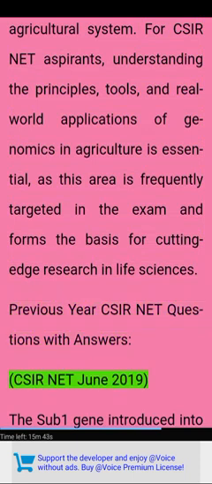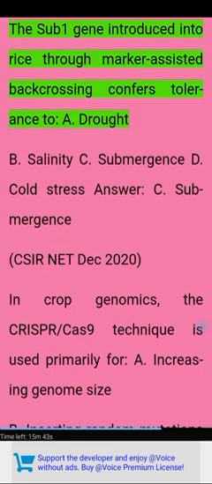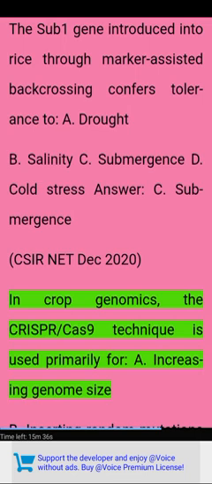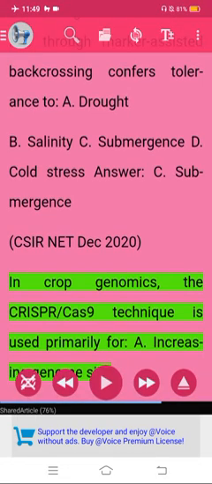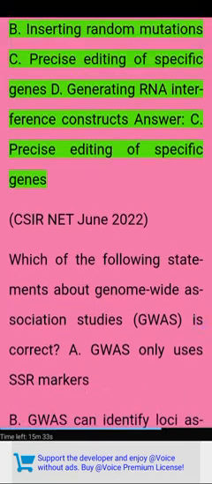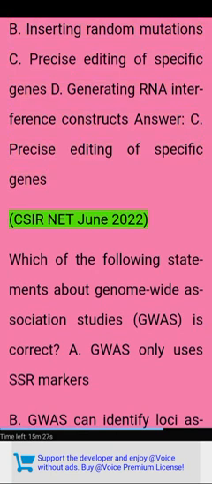CSIR-NET June 2019. The Sub1 gene introduced into rice through marker-assisted backcrossing confers tolerance to: A, drought; B, salinity; C, submergence; D, cold stress. Answer: C, submergence. CSIR-NET December 2020. In crop genomics, the CRISPR-Cas9 technique is used: A, for increasing genome size; B, inserting random mutations; C, precise editing of specific genes; D, generating RNA interference constructs. Answer: C, precise editing of specific genes. CSIR-NET June 2022.